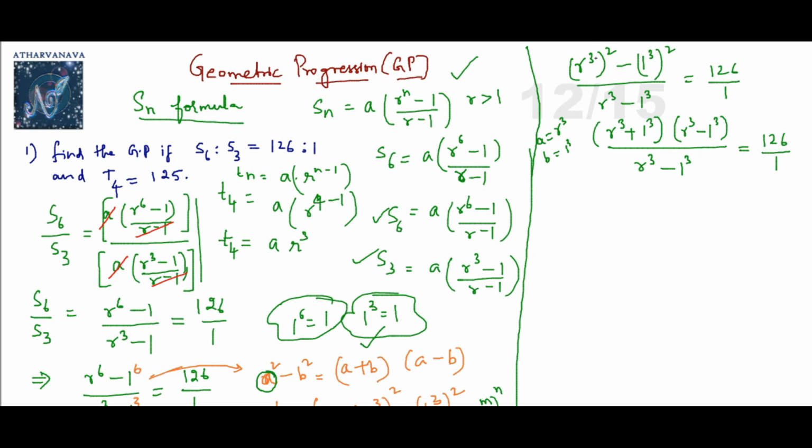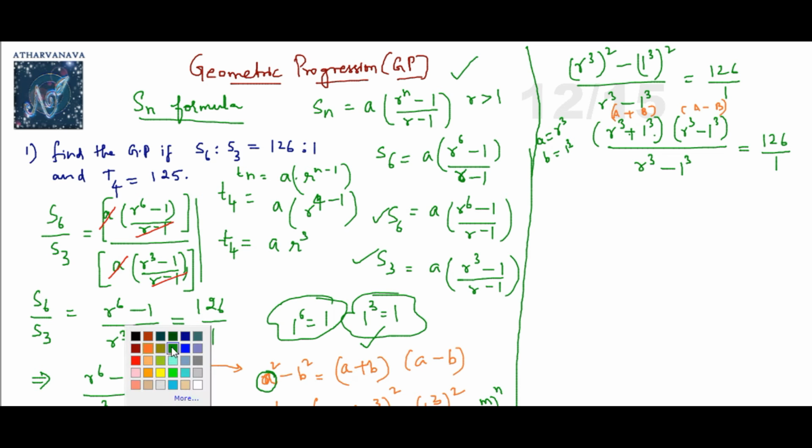Compare. Inside the bracket, outside is the power 2, correct? Inside what is there? A. So a is having the power 2. What is having the power 2 here? R power 3. So compare and write a is r power 3, b is 1 power 3. You can write this in the rough part so that there is no confusion for you. So this is like a plus b, and this is like a plus b and a minus b form, correct?